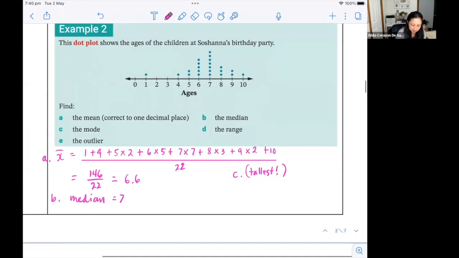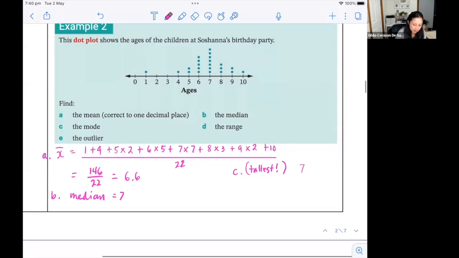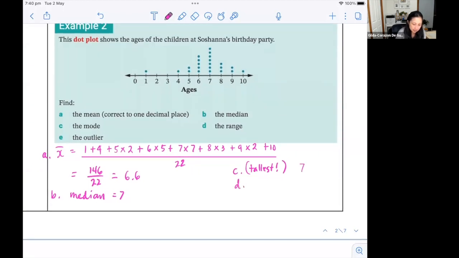It's 7. Okay. And then D, our range, it's the highest score minus the lowest score, which is kind of straightforward when you're given a dot plot. Okay, so 10 minus 1 is equal to 9. And then the last one is E, right?